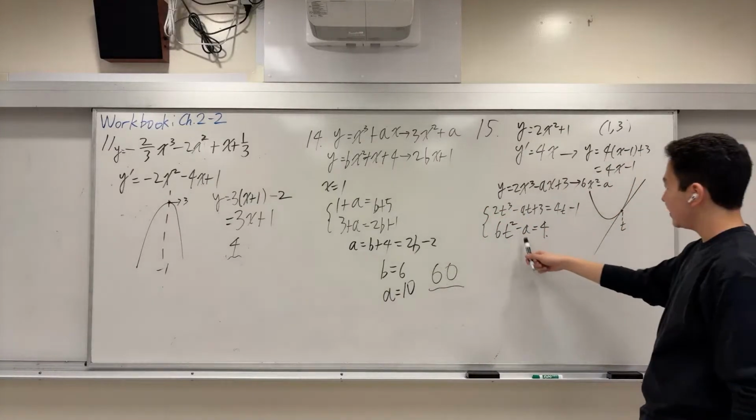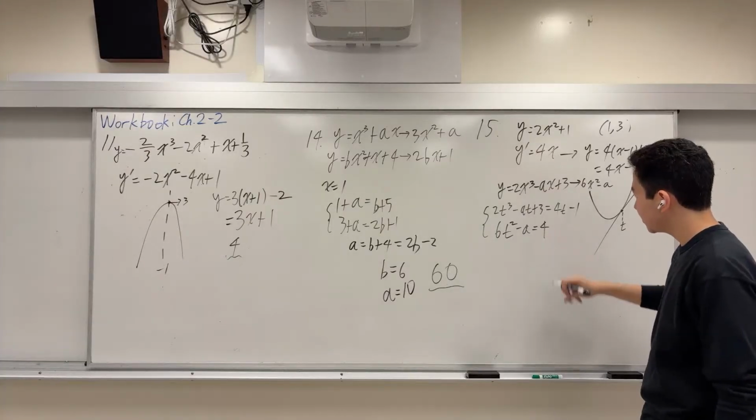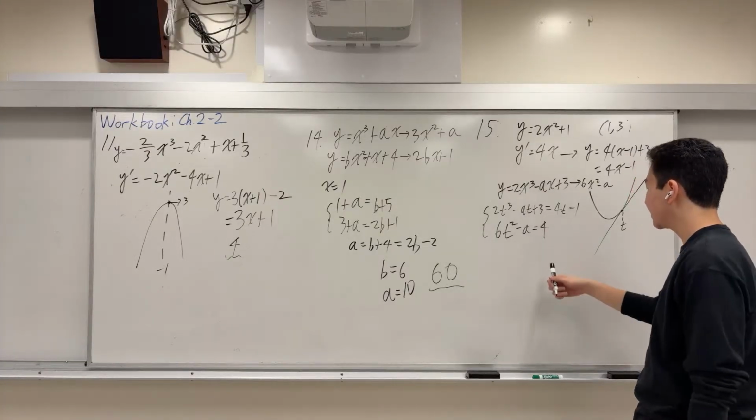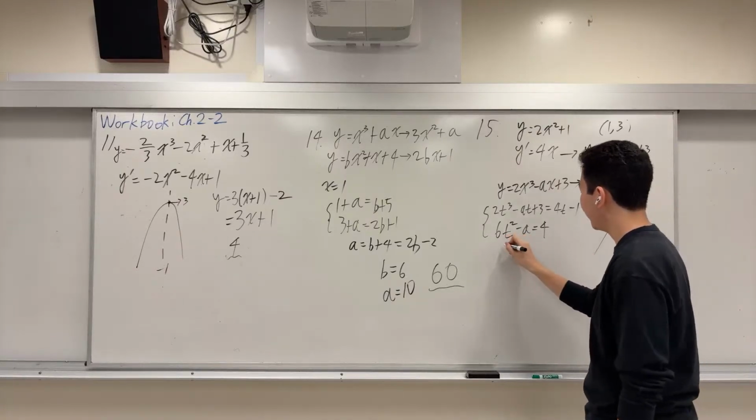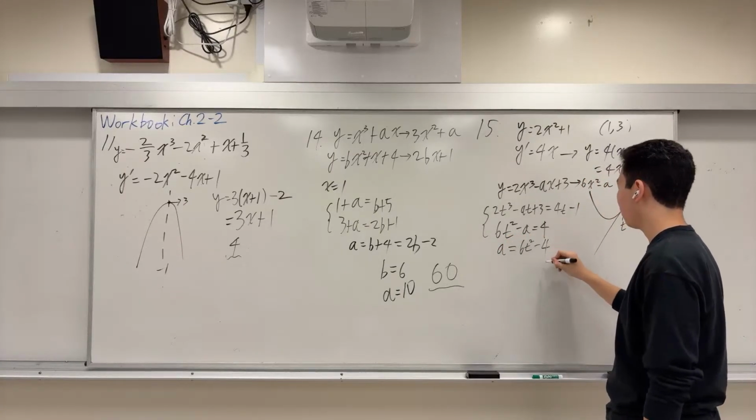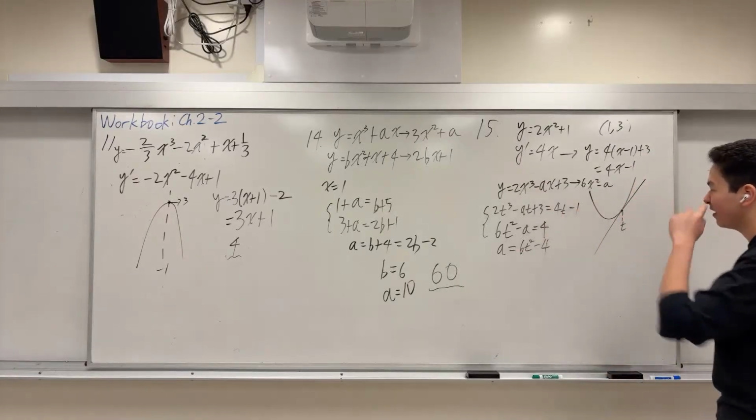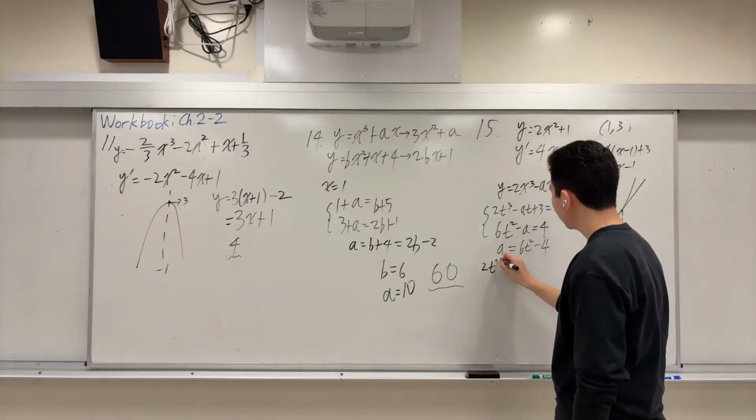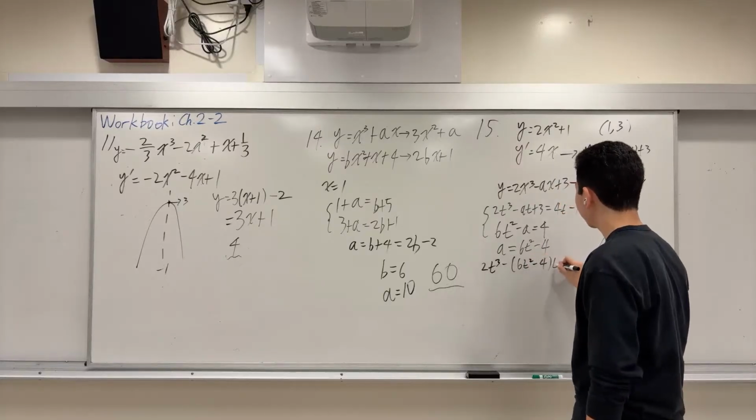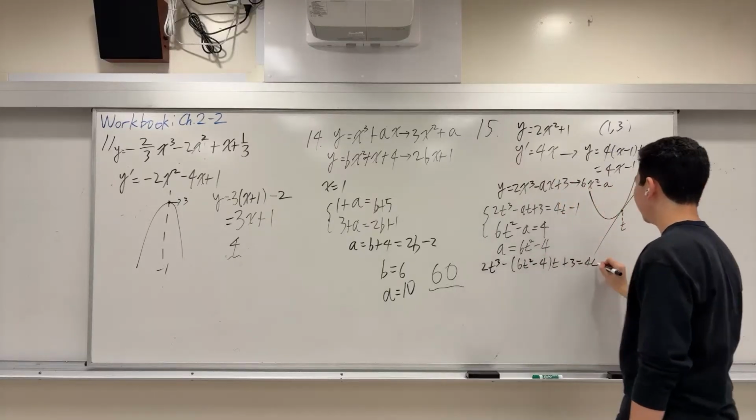I can see that it's easier to substitute, it's easier to represent a in terms of t, so we'll go ahead and do that. A equals 6t squared minus 4. And then we can plug this back into the original equation. 2t cubed minus, so we have 6t squared minus 4 times t plus 3 equals 4t minus 1.